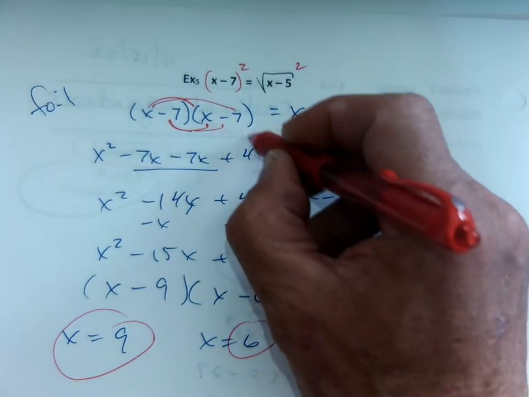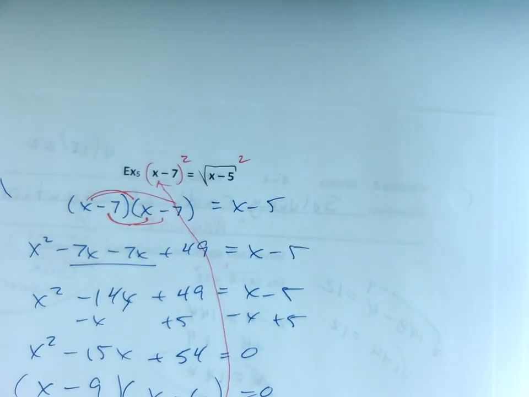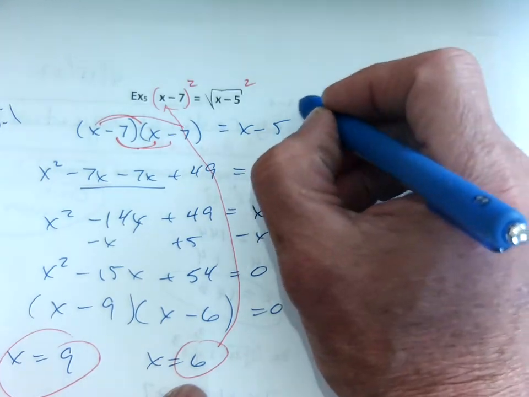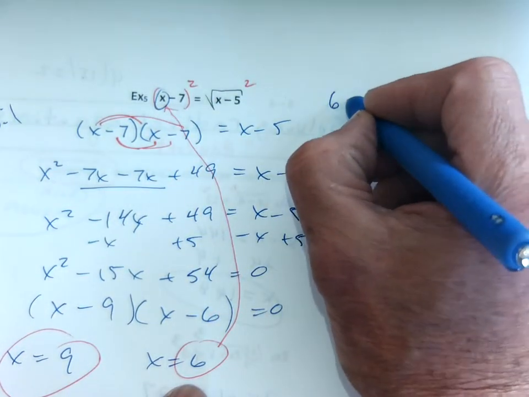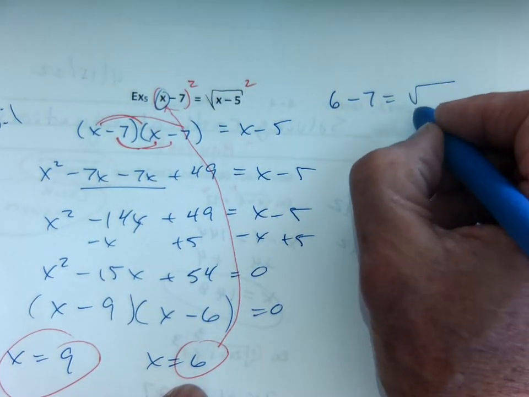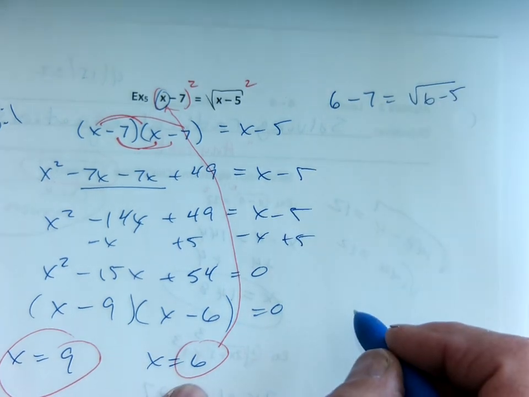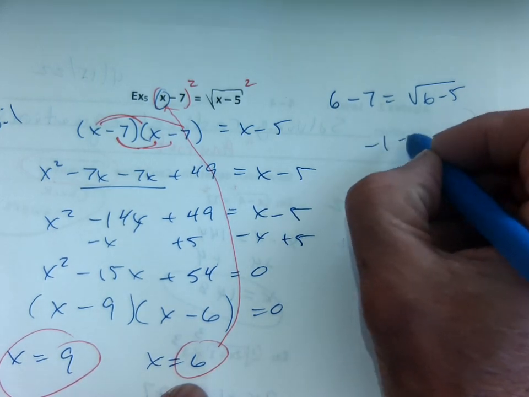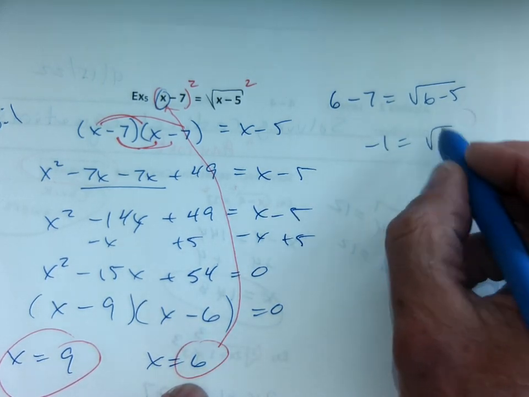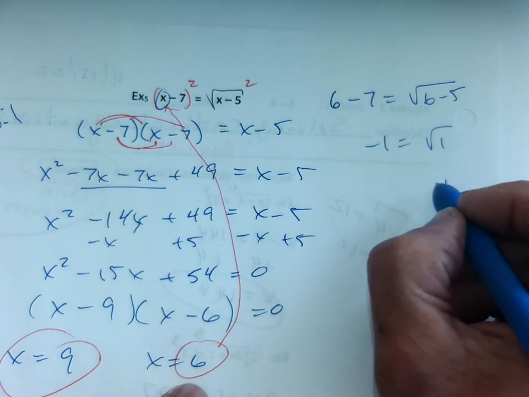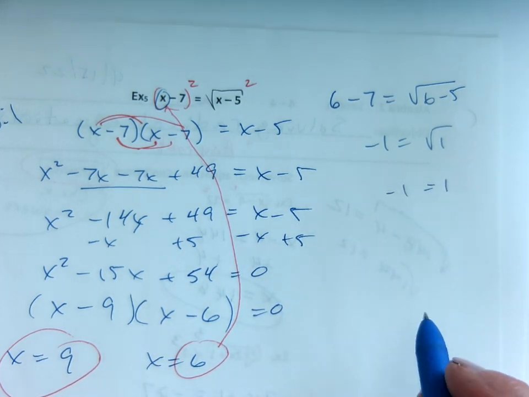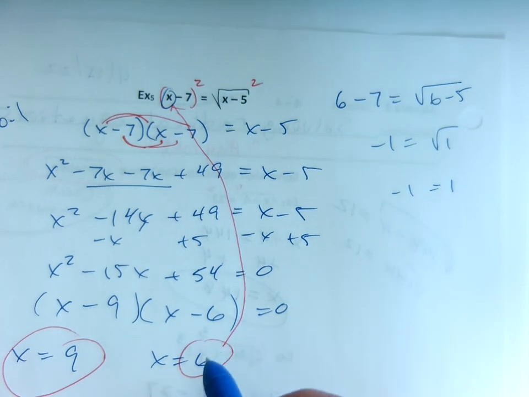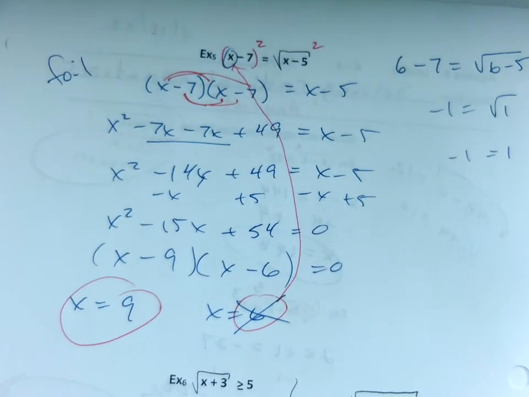If I take the 6 and plug it into the original equation, I'd have x is 6. I'd go 6 minus 7 equals the square root of 6 minus 5. Again, it's that darn negative, because 6 minus 7 is a negative 1. 6 minus 5 is 1. The square root of 1 is 1, not negative 1. It won't work. Not 2 answers, because I never had an x squared. So I throw out the 6 and just keep the 9.